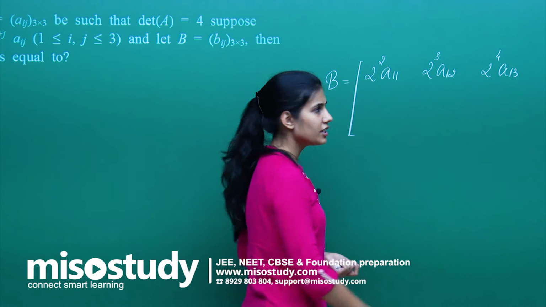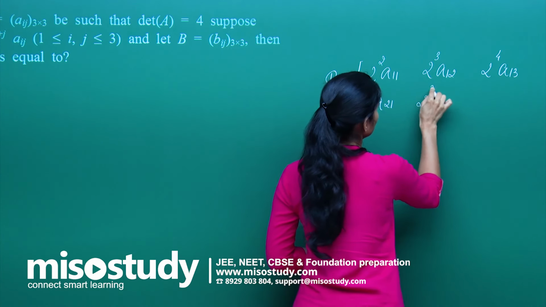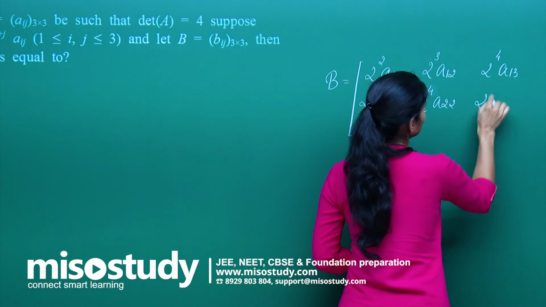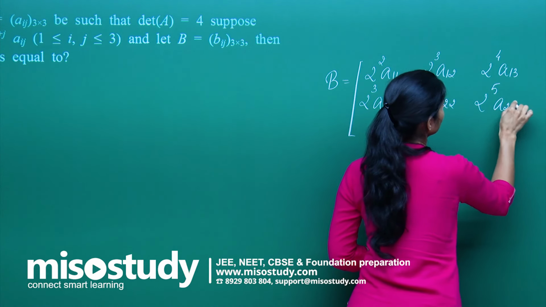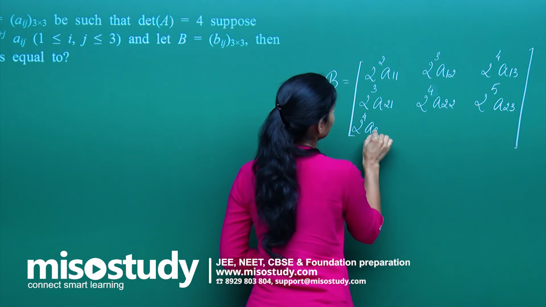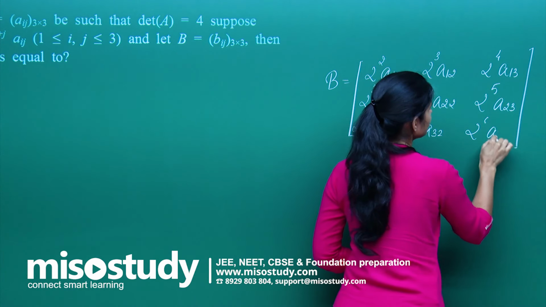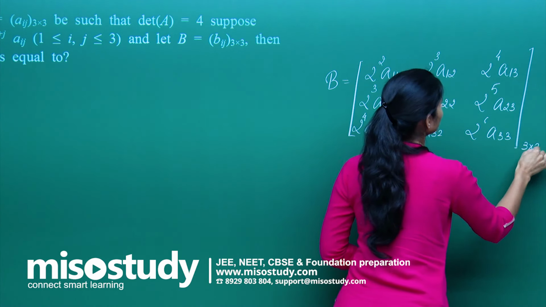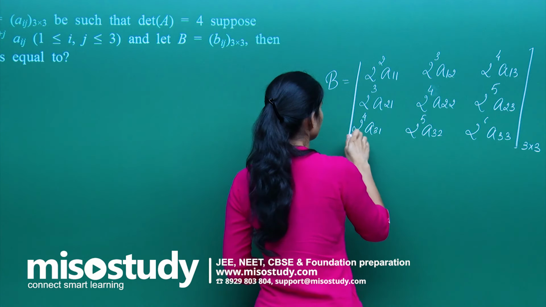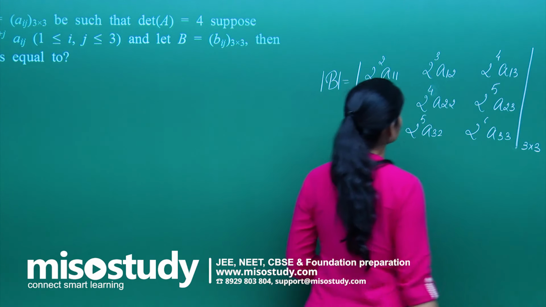Similarly the 2,1th entry is 2 to the power 2 plus 1 A21, 2 to the power 2 plus 2 A22, 2 to the power 2 plus 3 A23. And similarly you have 2 to the power 4 A31, 2 to the power 5 A32, 2 to the power 6 A33. This is your 3 cross 3 matrix B. What will be the determinant of this particular matrix? What is determinant of B? Let's compute that determinant. What would that be?